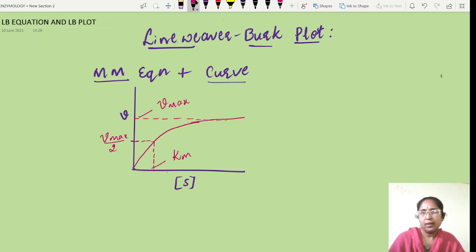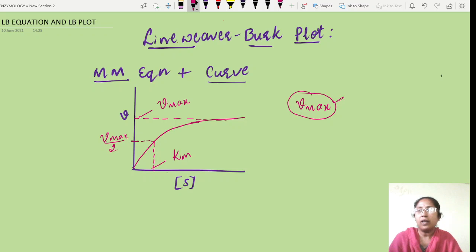in this equation, the maximum value Vmax is attained at an infinite level of substrate concentration. At a very high level of substrate concentration, Vmax is attained. Therefore, we can't accurately calculate the Vmax value. If the Vmax value is not accurate, then from half of the Vmax value we calculate the Km value, and therefore the Km value will also not be accurate.